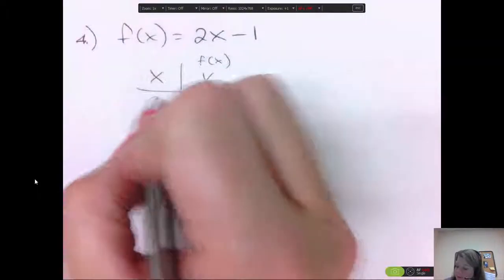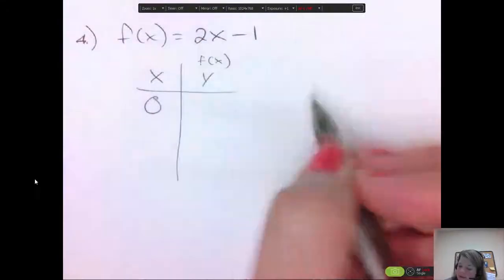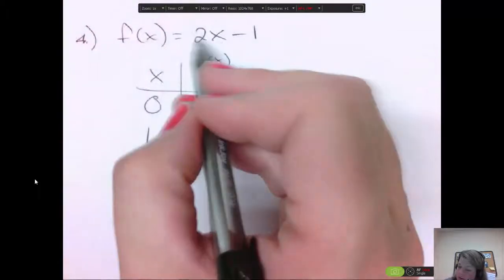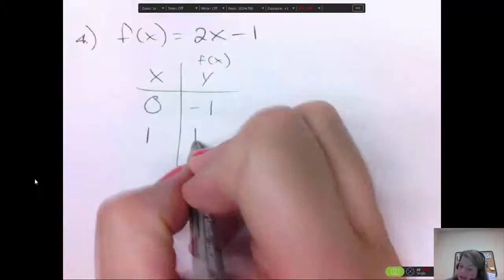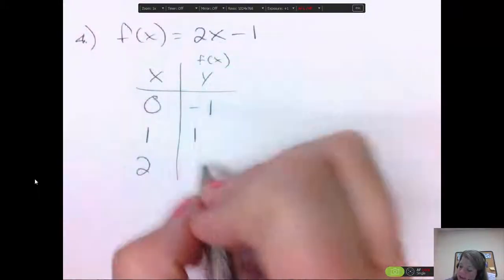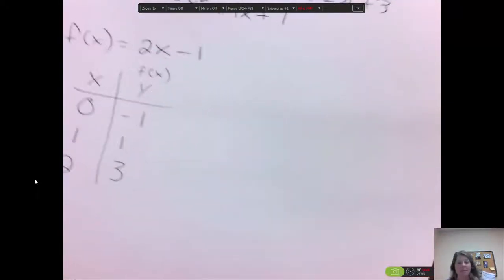So maybe I'll put in 0. 0 times 2 is 0. 0 minus 1 is negative 1. Maybe I'll put in 1. 1 times 2 is 2. 2 minus 1 is 1. Maybe I'll put in 2. 2 times 2 is 4. 4 minus 1 is 3. And now let me graph those.